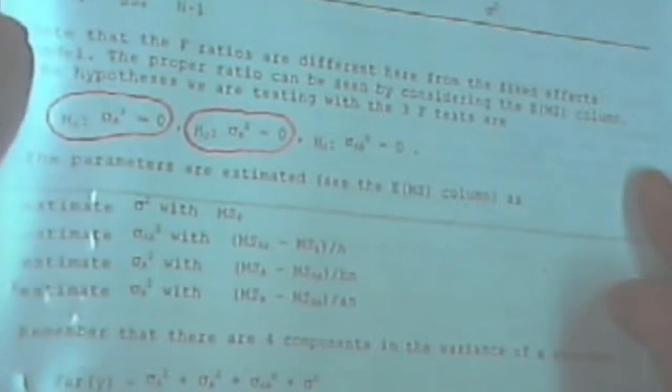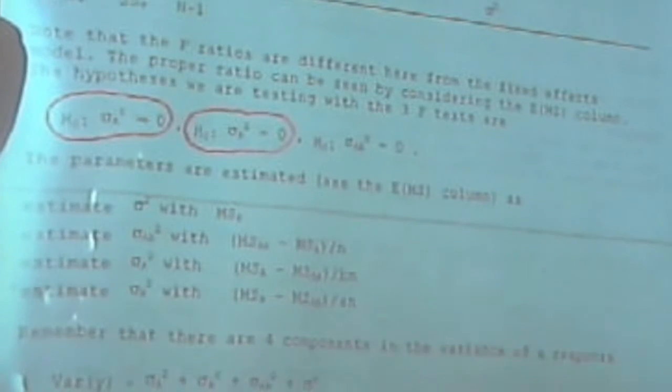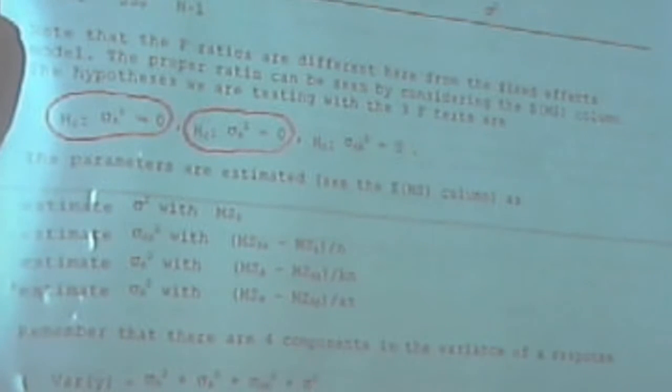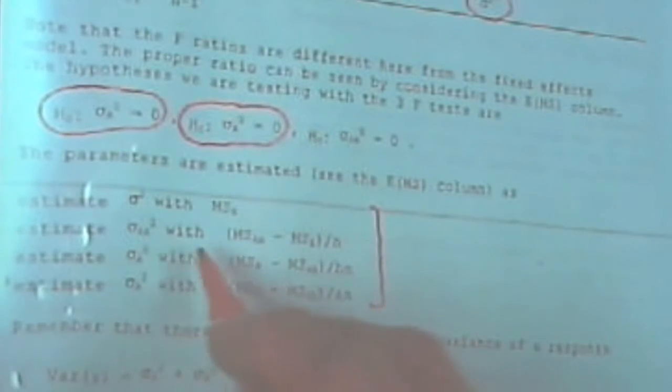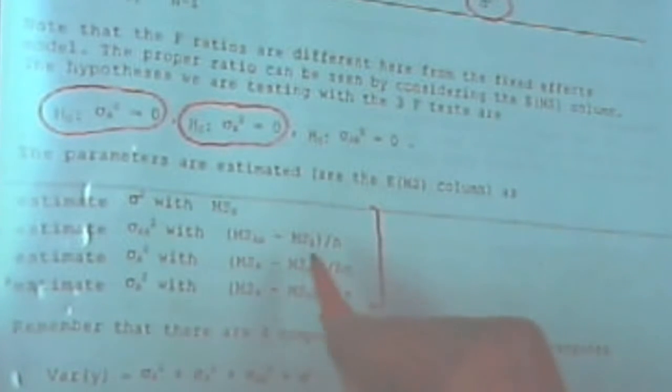But before we finish with this page, let's just look at the bottom here. If we wanted to turn to estimation, our goal is not to test hypotheses, but our goal is to estimate parameters. How do we estimate the parameters in this random effects model? That is the question. And here's the results down here. Sigma squared is estimated with mean square error. And that's because of this right here. Expected mean square error is sigma squared. Sigma squared AB is estimated with this difference divided by n.